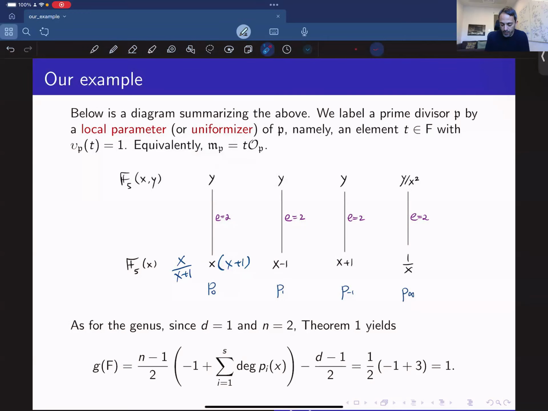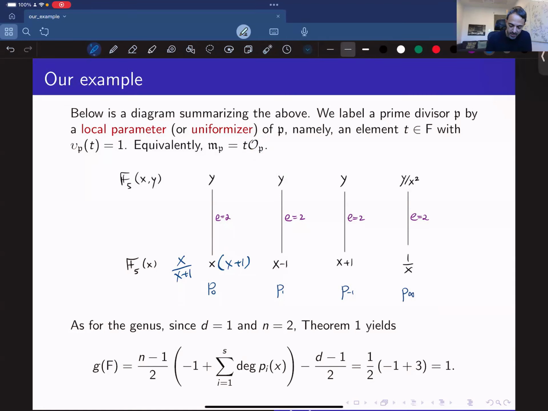Actually, for picking a local parameter, once you pick a local parameter, you can multiply it by any unit from OP, and only units from OP. So for example, x plus 1 is a unit because it has no zero and no poles at 0. And 1 over x plus 1 is also a unit because it doesn't vanish and it doesn't have a pole at 0. When you plug 0 into 1 over x plus 1, you get just 1. So really, a local parameter is determined only up to a multiplication by a unit from this ring.